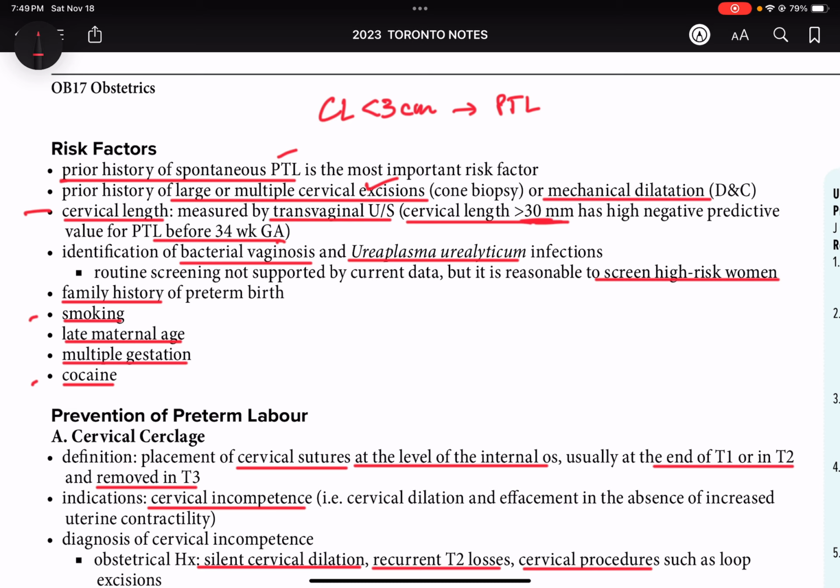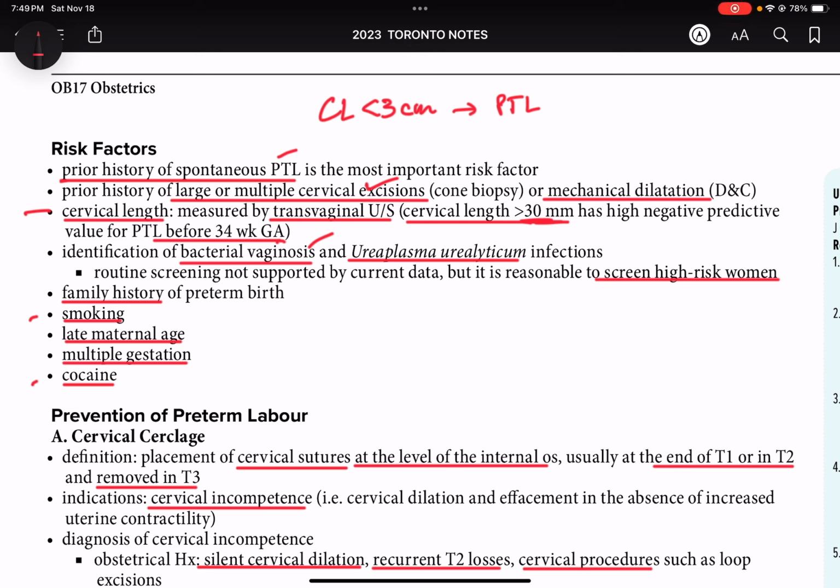By that we mean any changes in the length of cervix. And then after that, we have to identify some infections like bacterial vaginosis or ureaplasma urealyticum infections. So we have to routinely screen the high risk woman. Not routine screening, just screen the high risk woman.